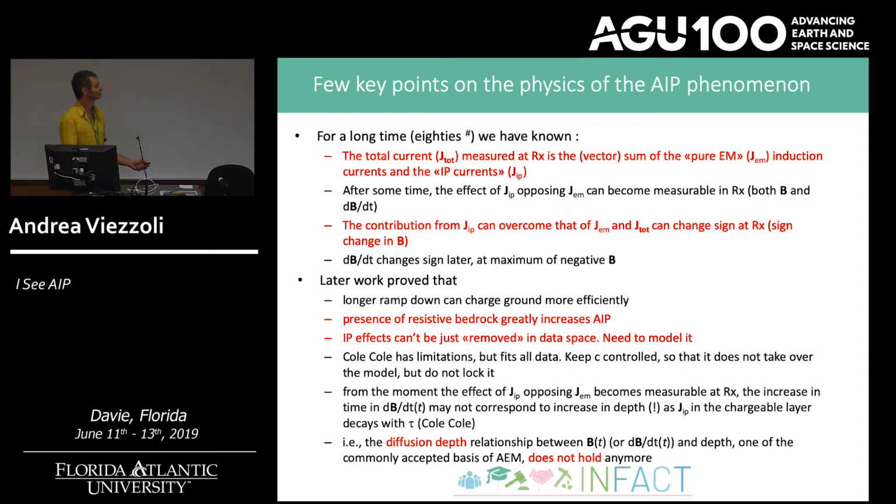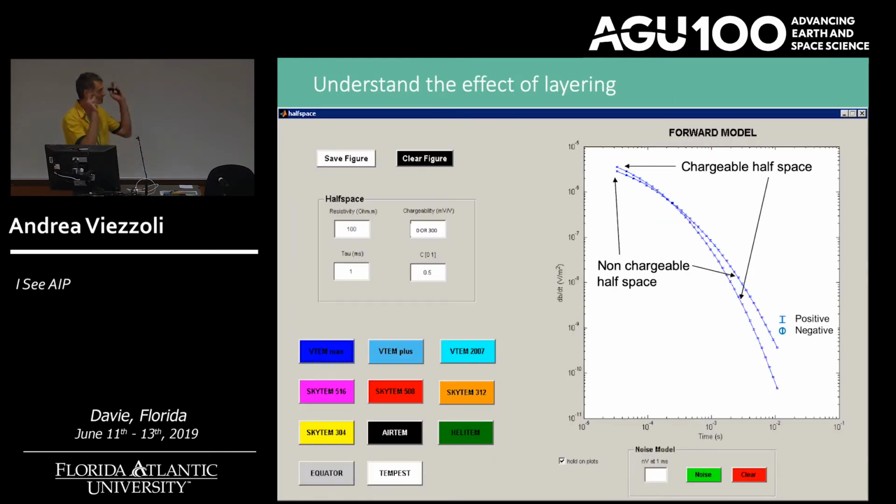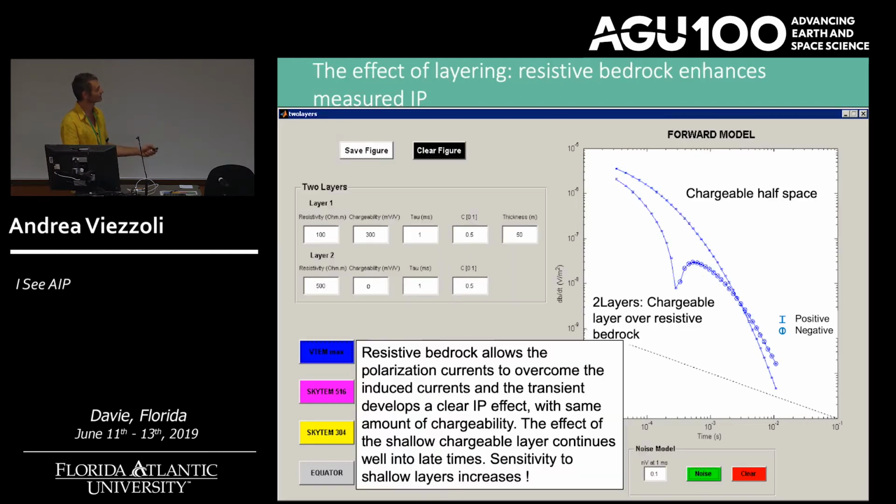So, just to show you the effect of layering. We've got two forward responses here for a VTEM-like system. This one here is the response of a homogeneous half space without any chargeability. So, 100 meters homogeneous half space, no chargeability. Then we put in 300 millivolts per volt, and you get this forward response here.